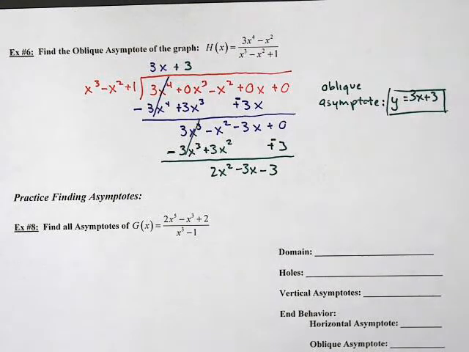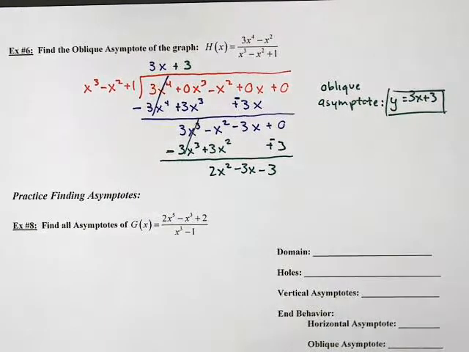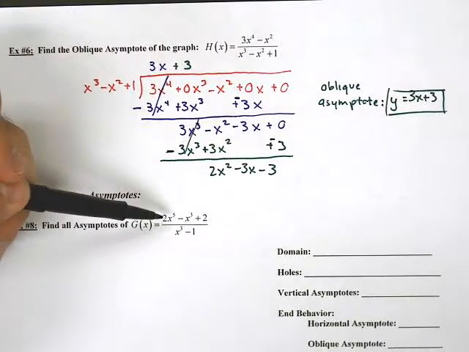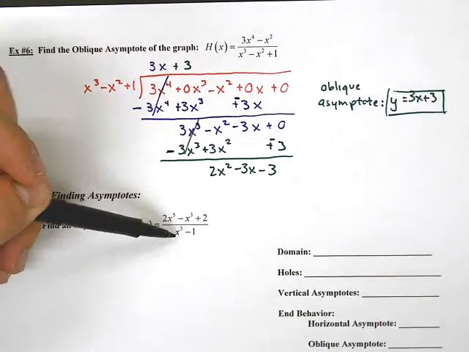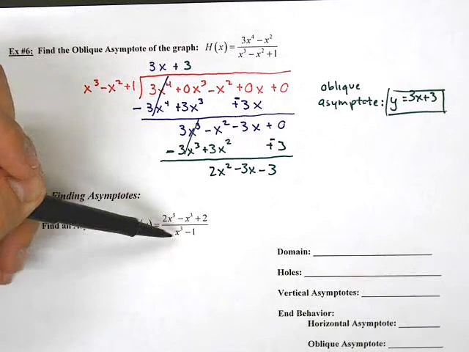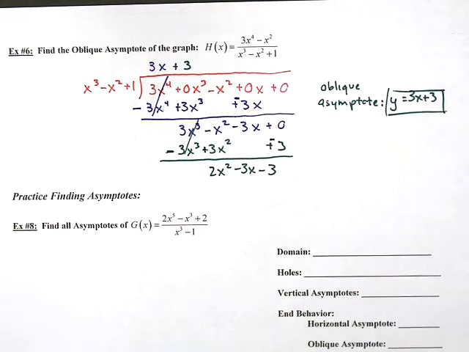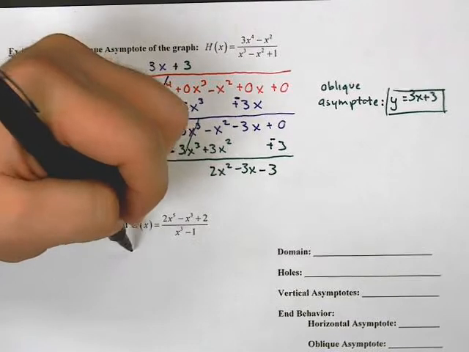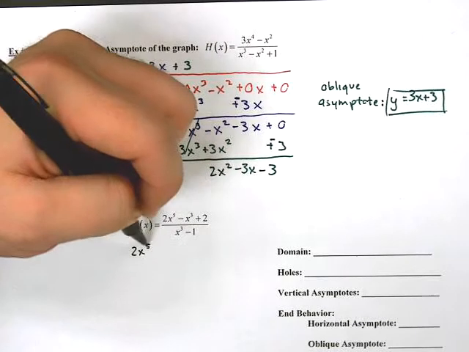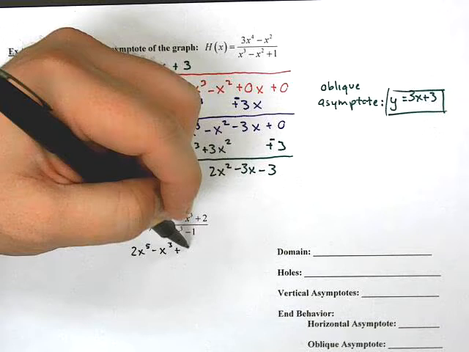Okay, let's check out another one. When I take a look at this next example, we're looking at a lot more now. We need to first start by checking out the domain. Alright, and let's see here. No, I can't factor the numerator, but this denominator, that's a difference of cubes. A difference of cubes means that I can factor it. So I'm going to say 2x to the fifth minus x cubed plus 2.